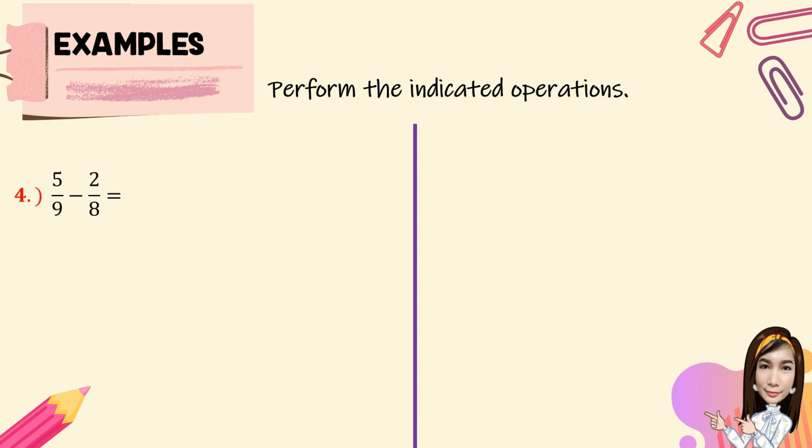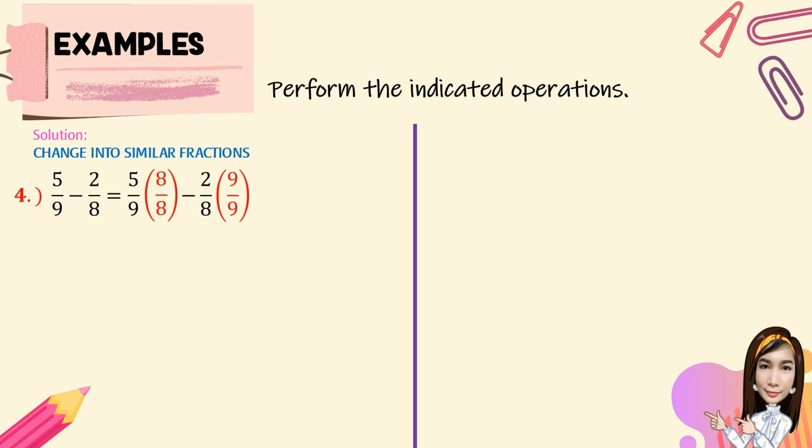For number 4, we have 5 over 9 minus 2 over 8. So for the solution, change into similar fractions. So again, we're going to think of a number that we're going to multiply on both numerator and denominator that makes the denominator same or like denominators. So for 5 over 9, we're going to multiply both numerator and denominator by 8. And for 2 over 8, we're going to multiply both numerator and denominator by 9.